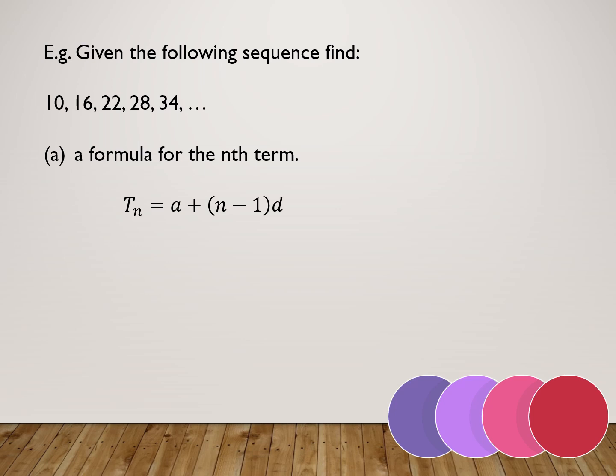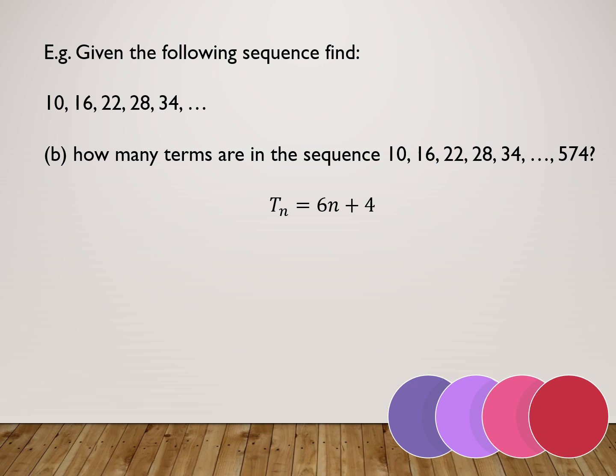So our formula for the nth term is A plus n minus 1 times D, straight from the formula sheet. Substituting in A equals 10 because that's the first term, and D equals 6 because the difference is 6. You get 10 plus n minus 1 times 6. Expand the bracket and then collect like terms. So the nth term, or Tn, is equal to 6n plus 4.